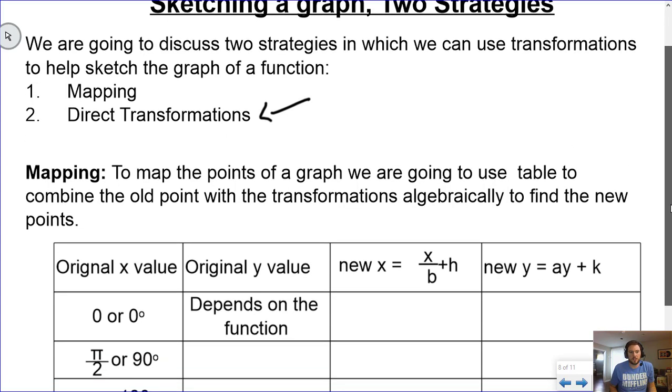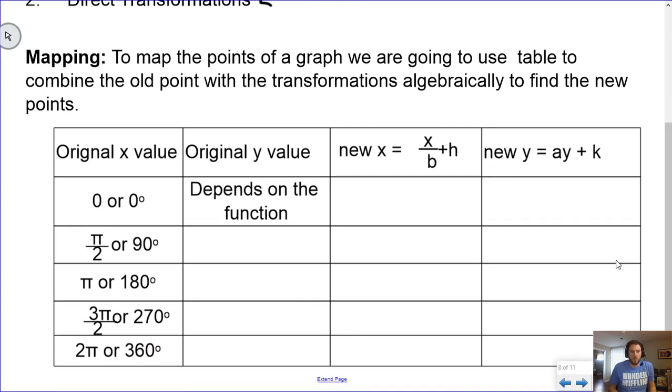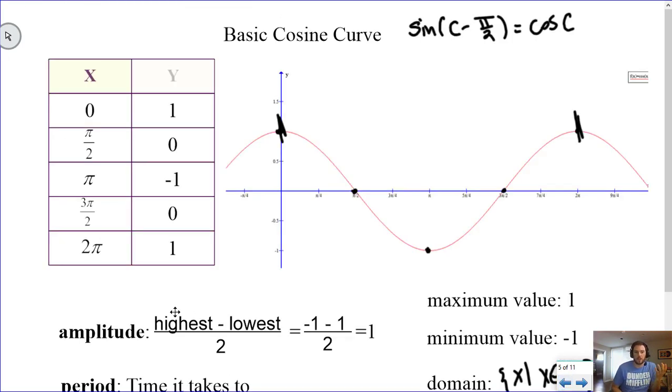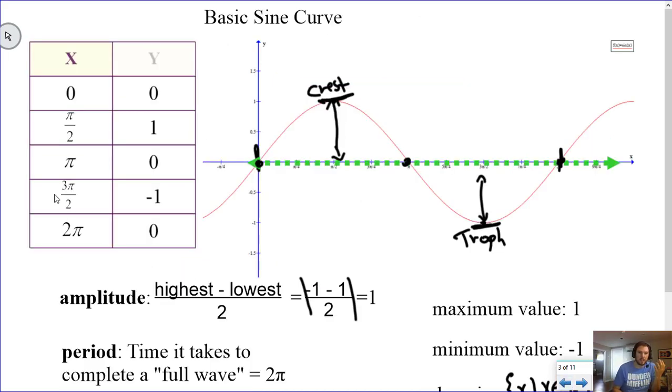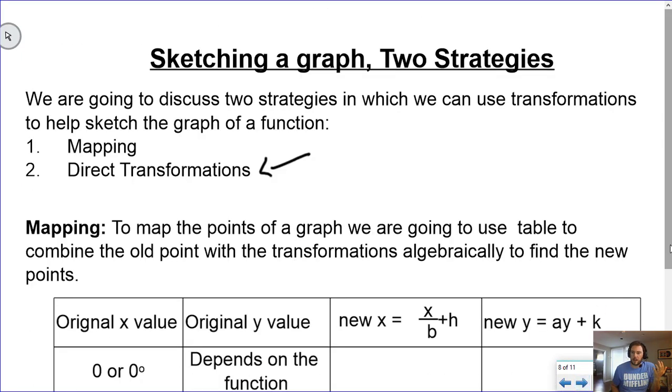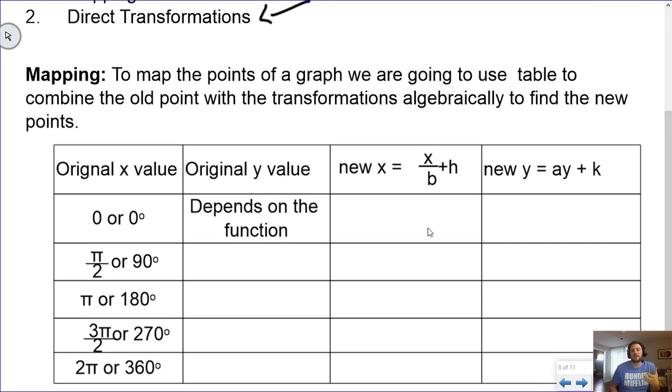All right, so in order to do this mapping strategy, we're going to make a table where the first two columns of my table are the values that we talked about initially. So if I'm talking about cosine, it's these values here. And if I'm talking about sine, it's these values. And then our next two columns in our table are going to be our new x and y values based on the transformations.